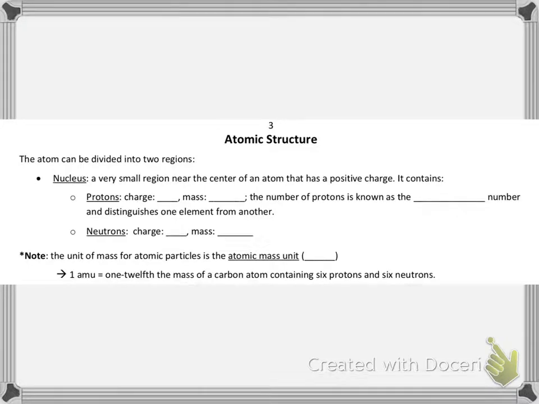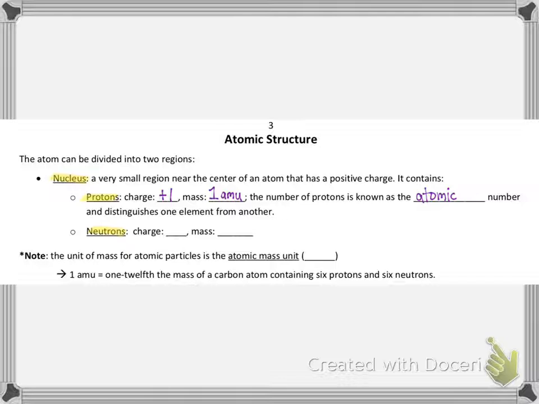All right, so now that we know the basics of Coulomb's law, let's talk about how an atom is actually structured. Of course, it's divided into 2 regions, the nucleus, the center, which is very, very small, and it has a positive charge. The nucleus, of course, contains 2 very important things, protons and neutrons. Protons are positively charged particles. They have a charge of +1, and their mass is defined as being 1 AMU, or atomic mass unit, each. The number of protons is defined to be the atomic number, and that's what distinguishes one element from another element.